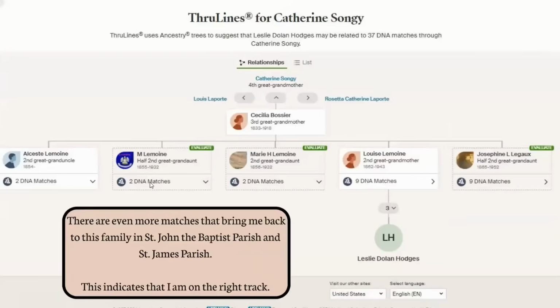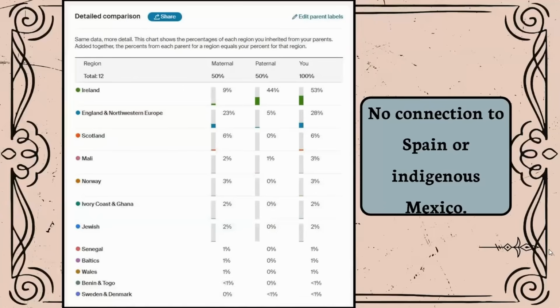There are matches to all of Louise's siblings too. These are all things that keep bringing me back to the same family. So that indicates that I'm probably on the right track. But there's still this question of, okay, is there any kind of Spanish heritage in there, right?